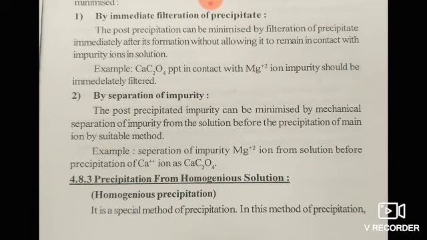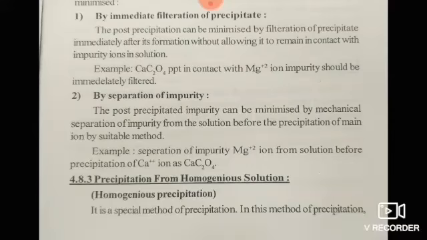immediate filtration of the precipitate. So post precipitation can be minimized by filtering the precipitate immediately after its formation, without allowing it to remain in contact with the impurity ions in the solution. This is a very important step for minimizing or eliminating post precipitation. After the formation of the complete precipitate, immediately filter the precipitate and avoid the precipitate being in contact with the impurities.